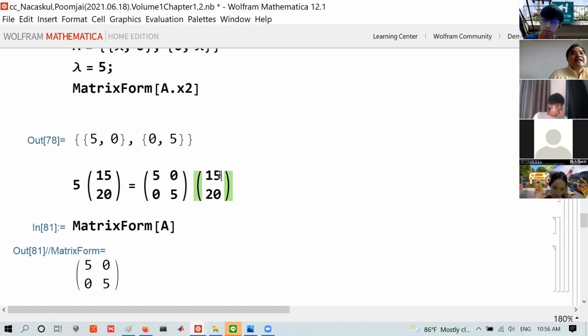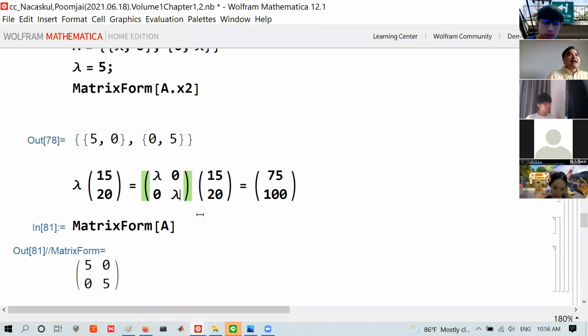5 times 15 gives you 75 and nothing else. 0, nothing else. 5 times 20 is 100. So both of these will give you 75 and 100. Okay, so let me show you in proper form. Multiplying by a matrix that has no off diagonal element, only diagonal element, and the diagonal element is the same thing, and that's equal to lambda. It's the same thing as doing this.